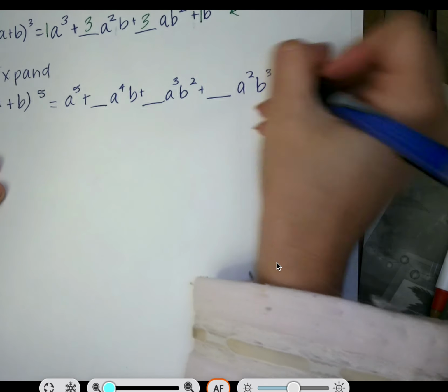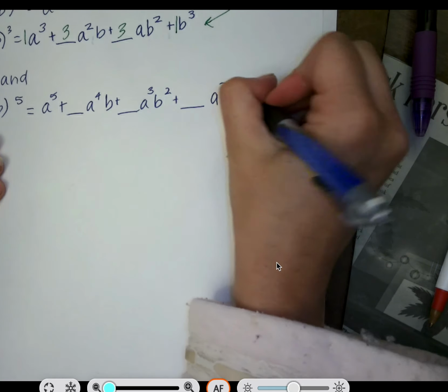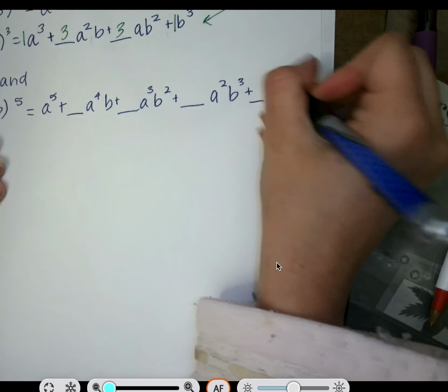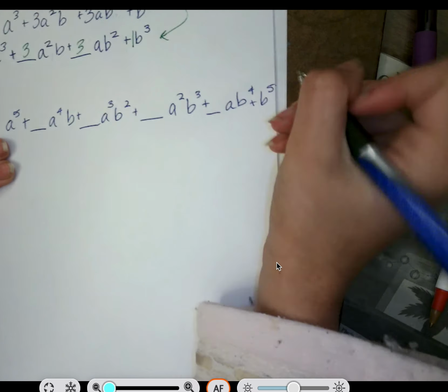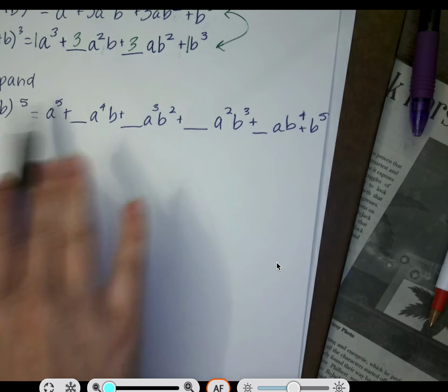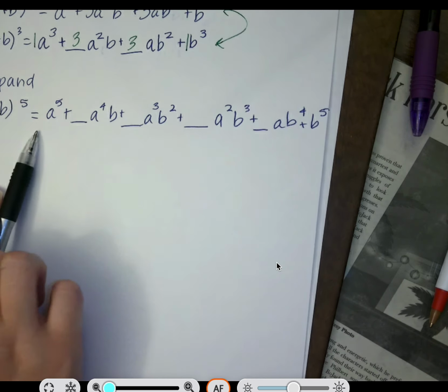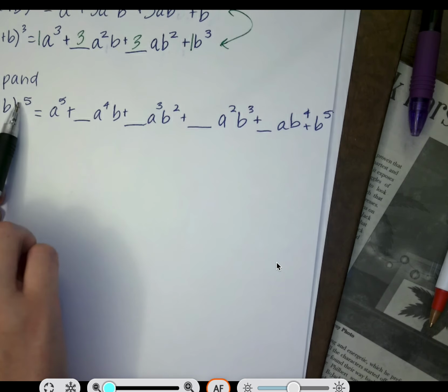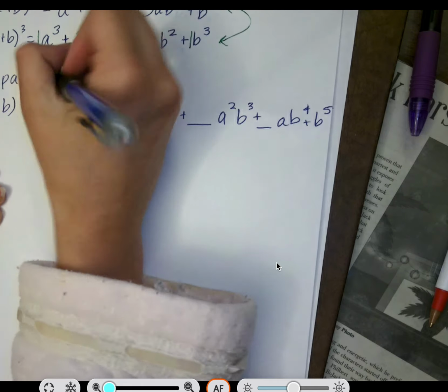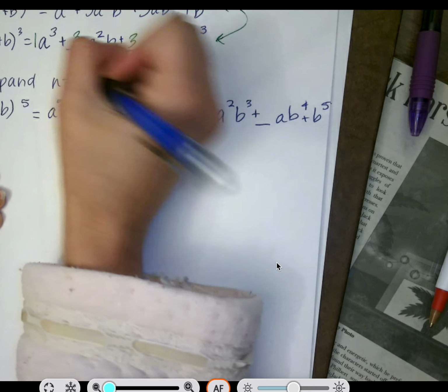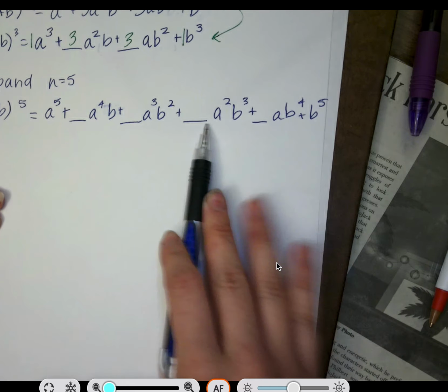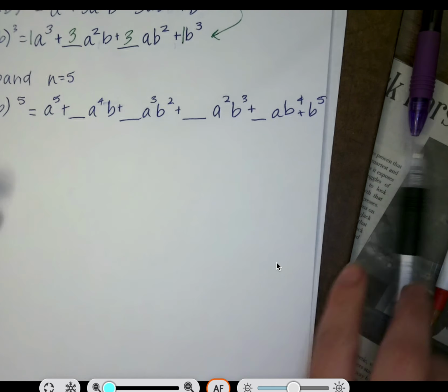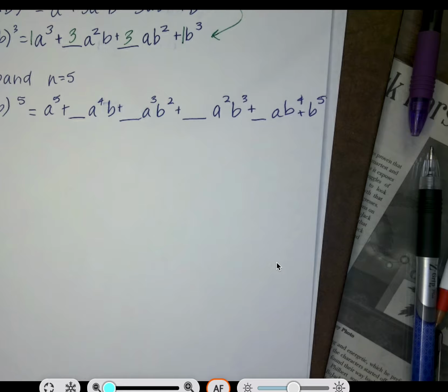Add 1 to b cubed, plus coefficient, b to the 4th, plus b to the 5th. You're always going to end with... You're always going to begin with a to the highest power, the power of n equals 5. We're going to write n equals 5, and end with b to the 5th, or b to the nth power. Let's go to our Pascal's triangle.